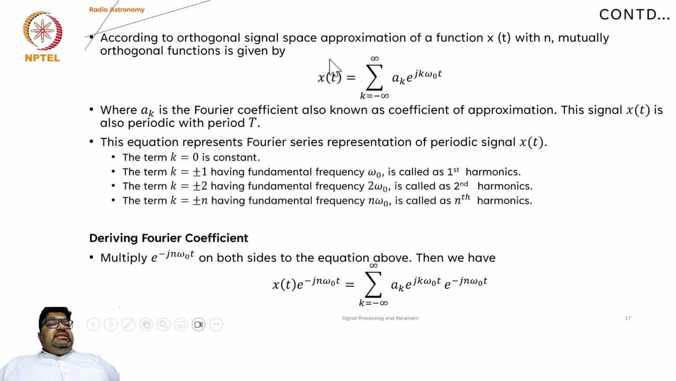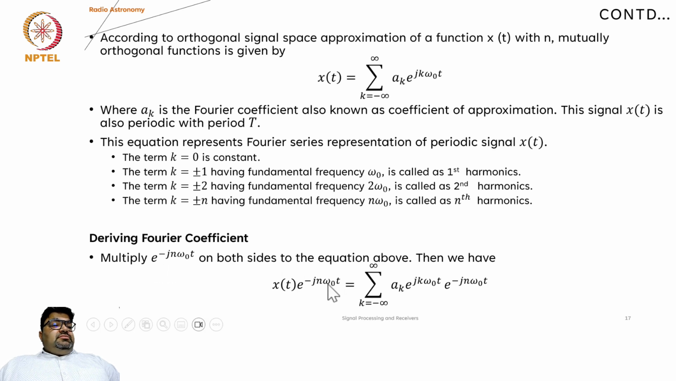So you can represent x of t, a periodic signal, in terms of infinite sums of periodic sines and cosines. So any periodic signal can be decomposed into this summation over sines and cosines. That's the Fourier series. Supposedly given a function, how will you derive the Fourier coefficients? Because that is the only thing you have to figure out in order to do the representation.